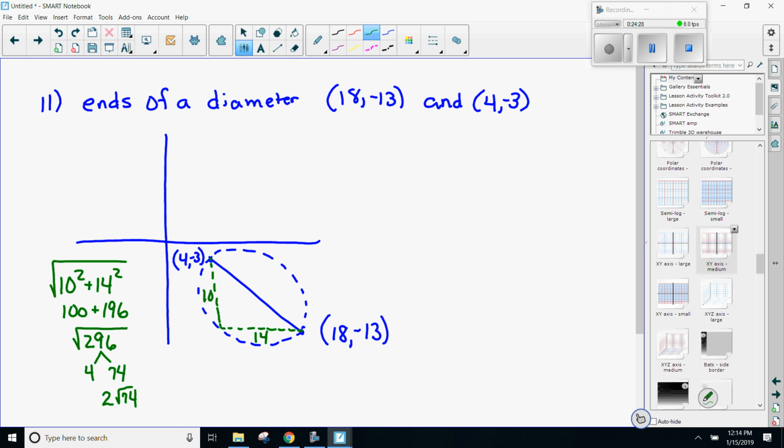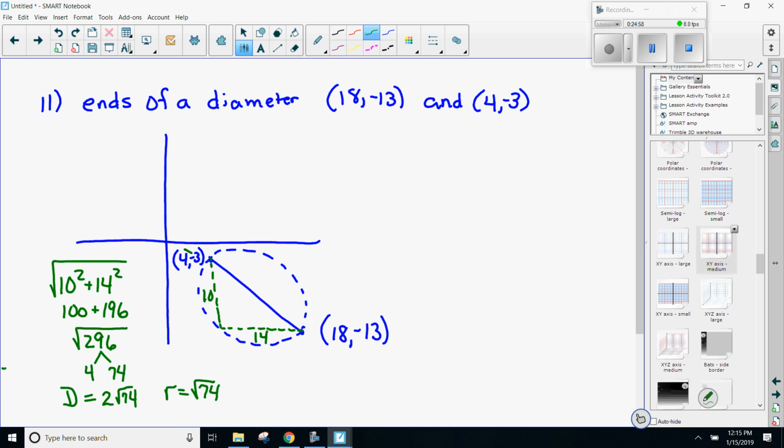Okay, what is that value right there? What did we find? We found this length right there, right? What is that length? That's the diameter of your circle. So what is the radius of the circle equal to? Half of that, divide by 2, and you get the square root of 74.